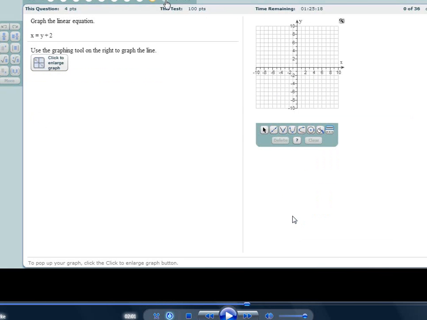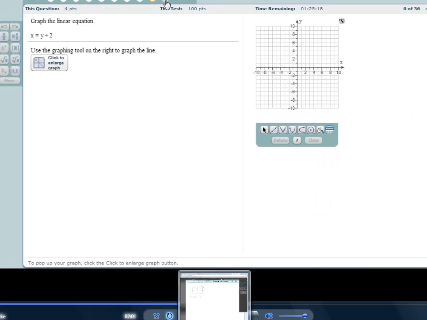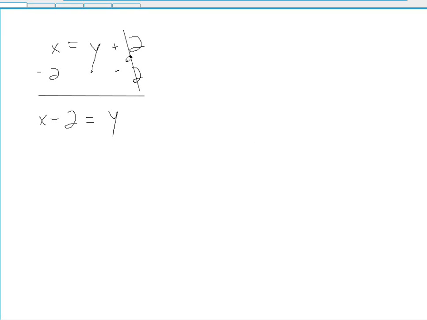Okay, so here's number 19, folks. Graph the linear equation, x equals y plus 2. So here it is over on the whiteboard. Notice all I have to do is subtract 2 from both sides, and it's automatically put into y equals mx plus b form. Now, it's written opposite the way you would like to see it, but it's still the same. y equals x minus 2.